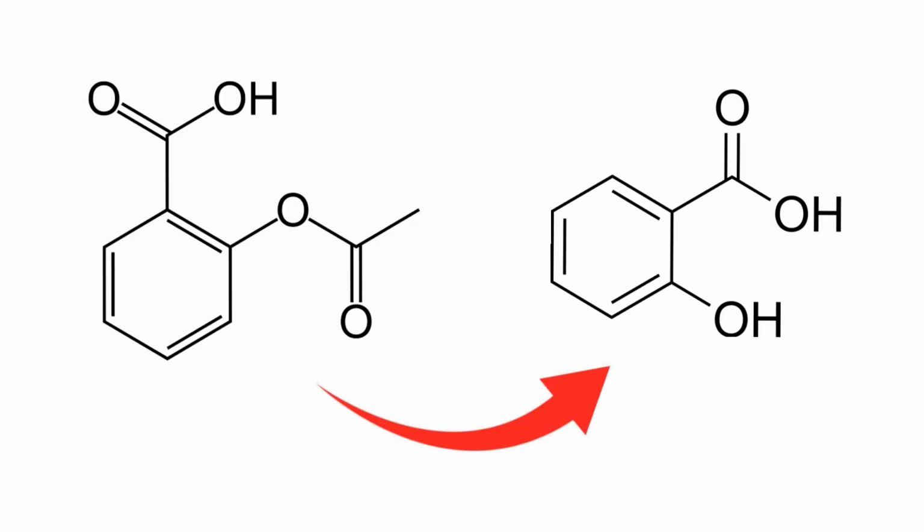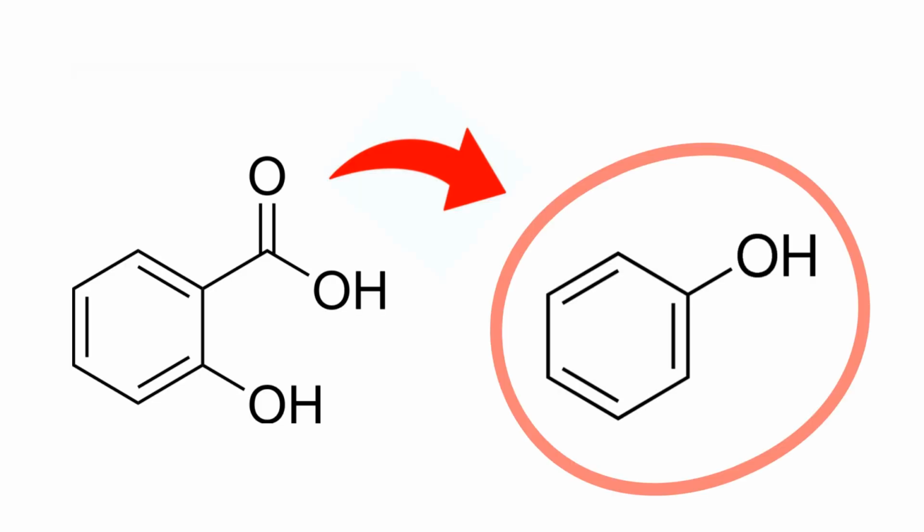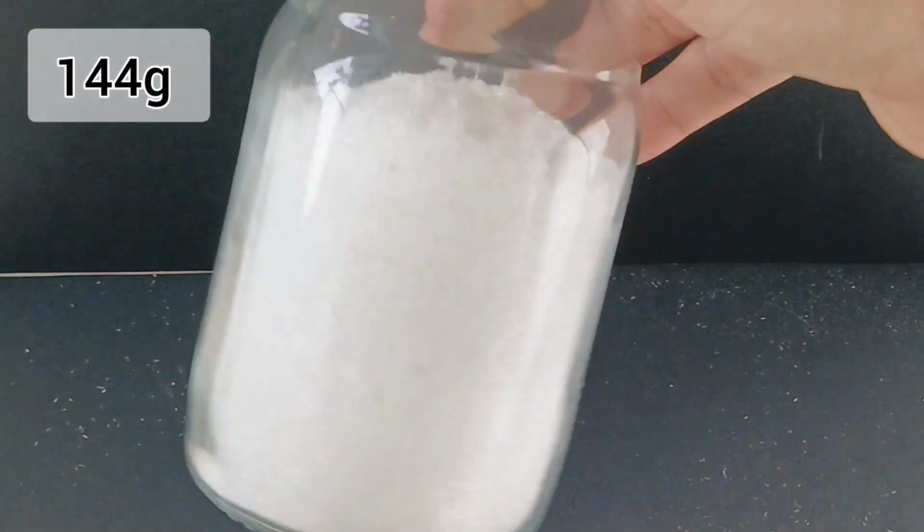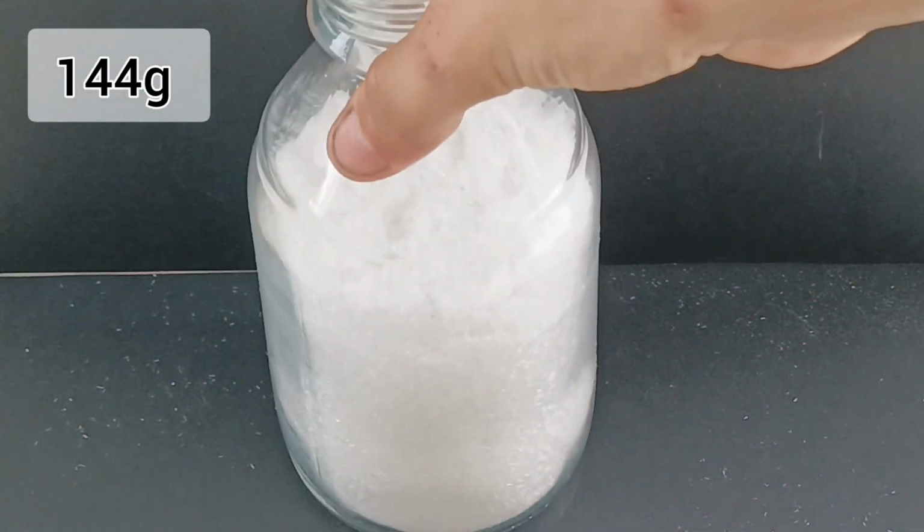Alright everyone, so this is part 2 of my aspirin to fluorescein synthesis, and in the last video I hydrolyzed aspirin into salicylic acid. In this video I'm going to be decarboxylating salicylic acid into phenol. If you recall from the last video, I ended up making 144 grams of salicylic acid.